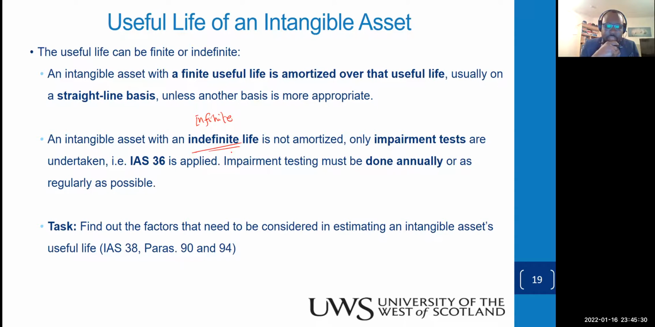So I'm giving you this task. Try to find out which factors need to be considered when we are estimating an intangible asset's useful life. And you can find this under IAS 38 paragraphs 90 and 94, the current IAS standards. Try and find out and see if you can get some understanding there.